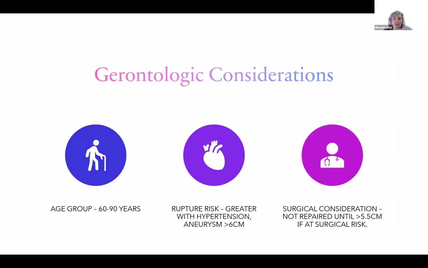There are some gerontologic considerations. When we talk about gerontologic considerations, we're going to talk about the age group of 60 to 90 years old. Their rupture risk is greater with hypertension and an aneurysm greater than 6 centimeters. And we want to not repair this until it's 5.5 centimeters because surgery is a risk.